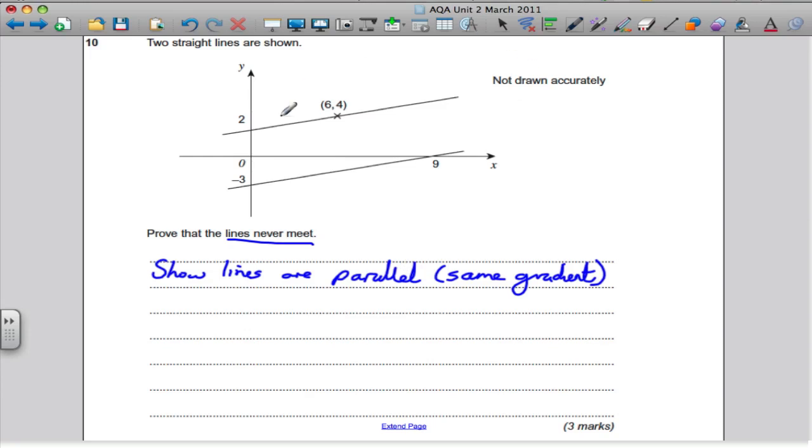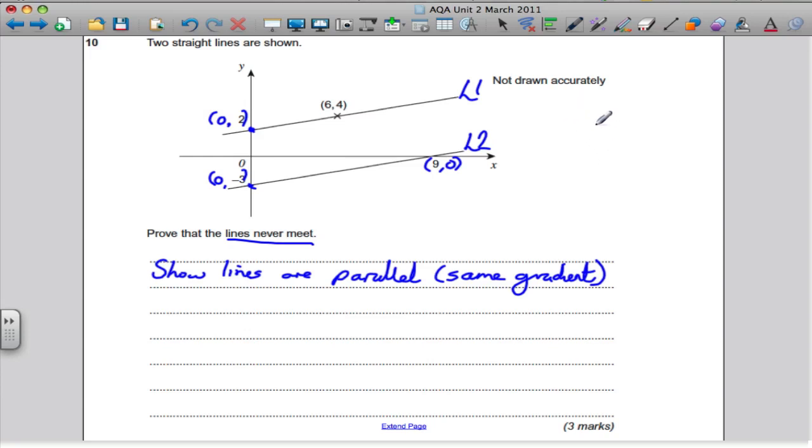Well, let's work out the gradient of each line. Why don't I call that line 1? I'll call that line 2. And let's just mark in all the coordinates we know. This point here has y coordinate 2, but its x coordinate is 0. So this point here is 0, 2. This point here is 0, negative 3. This point here has y is 0, but x is 9. So that's 9, 0. Okay, we've got all the coordinates we need.